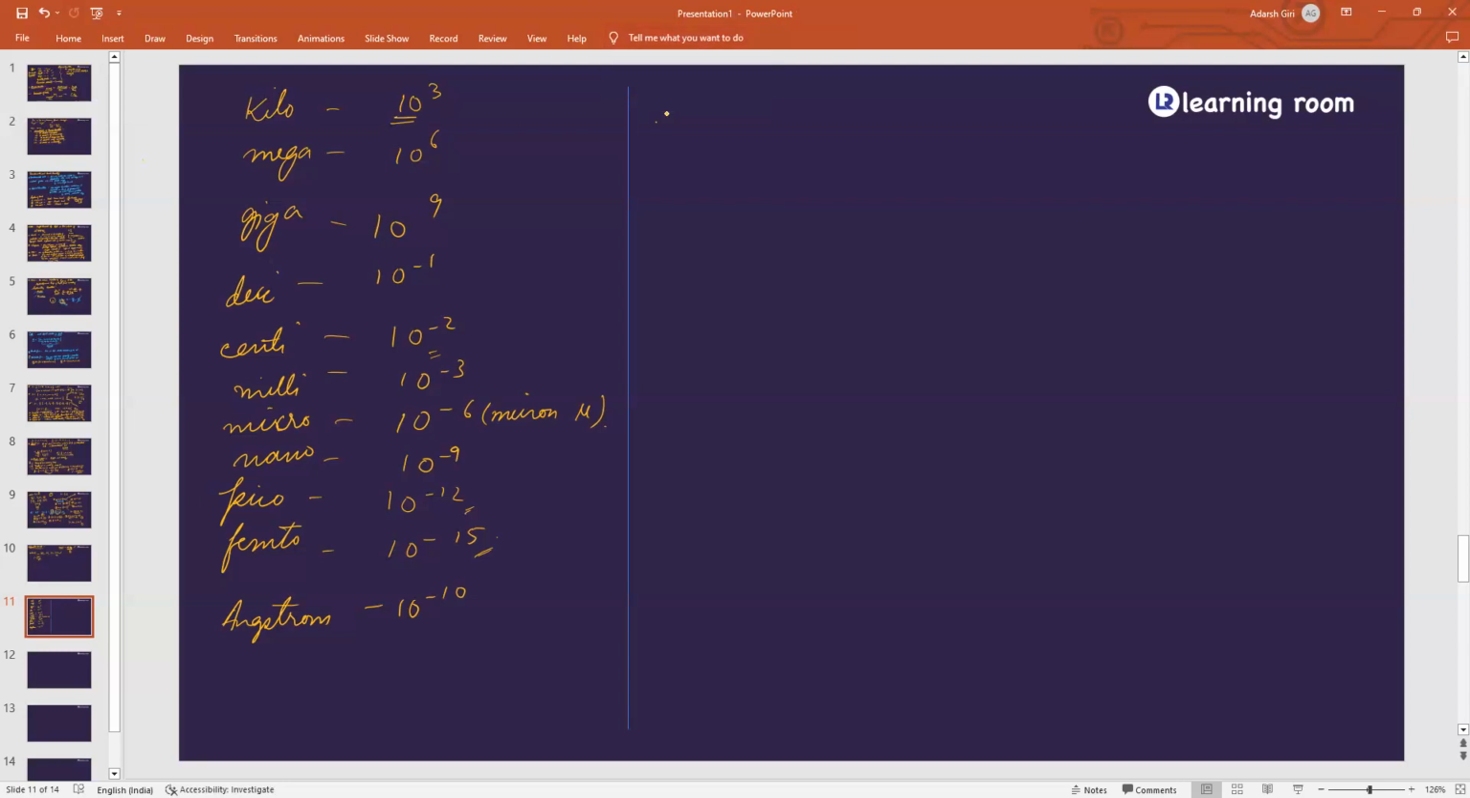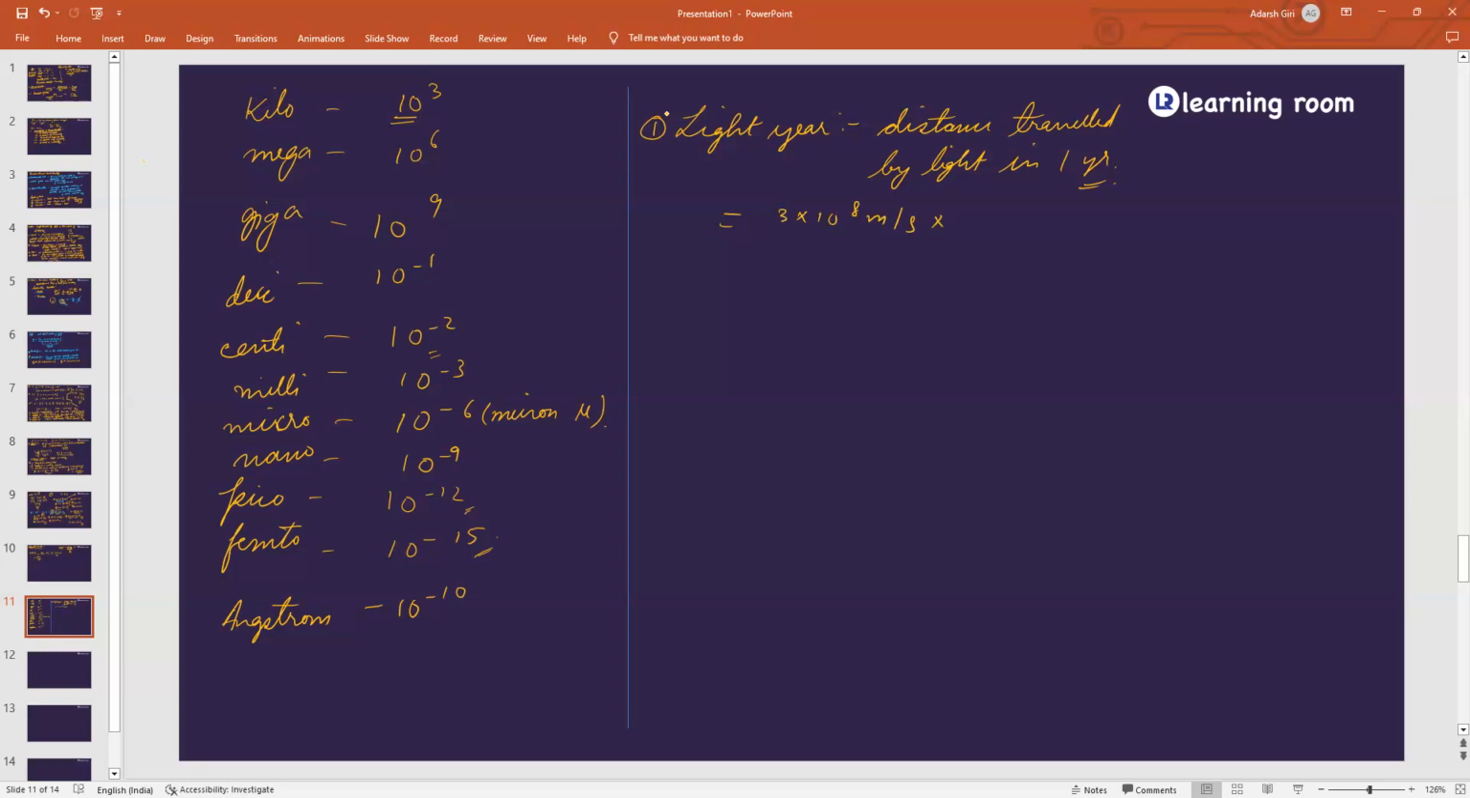Some practical units. The first one is light year. You know what a light year is? It is the distance traveled by light in 1 year. Can you imagine that? Okay, that is called a light year. So you know the speed of light is 3 into 10 to the power 8 meters per second. We are taking it approximately, otherwise it is 299792458. If we take 3 into 10 to the power 8 meters per second, that is to be multiplied by the time of 1 year.